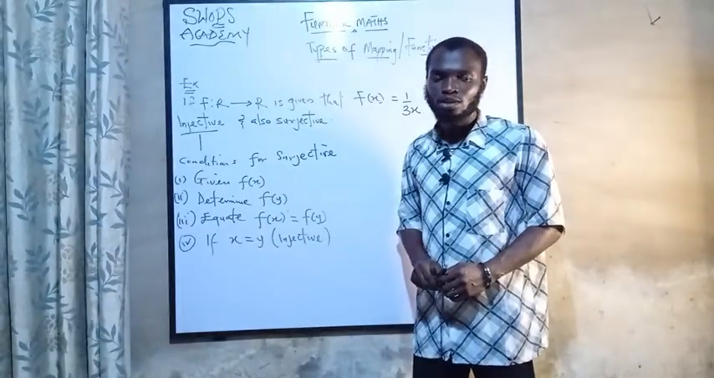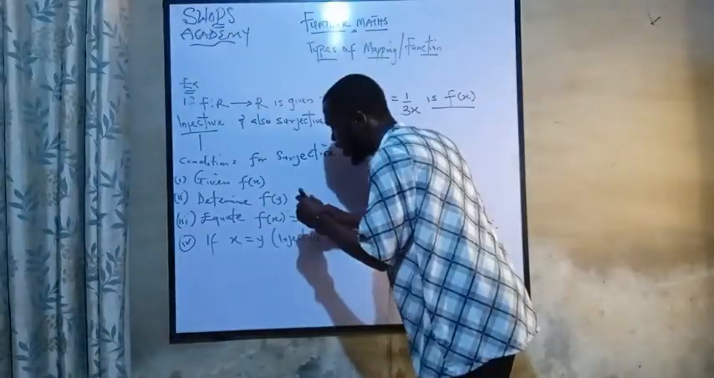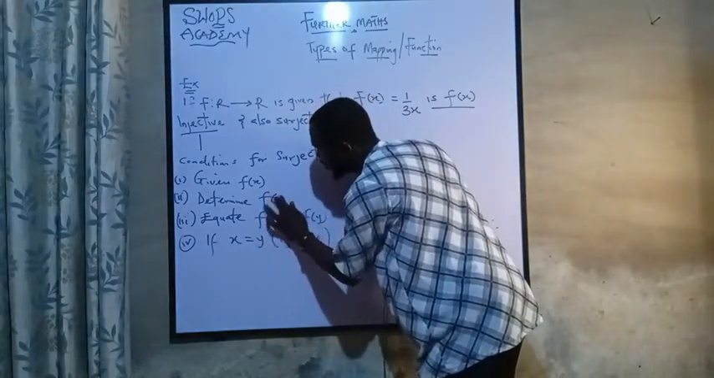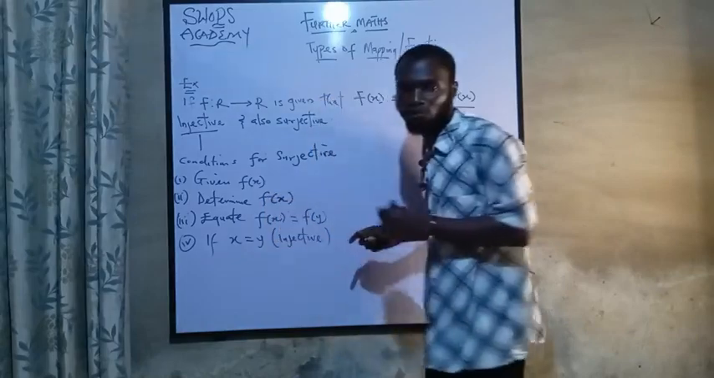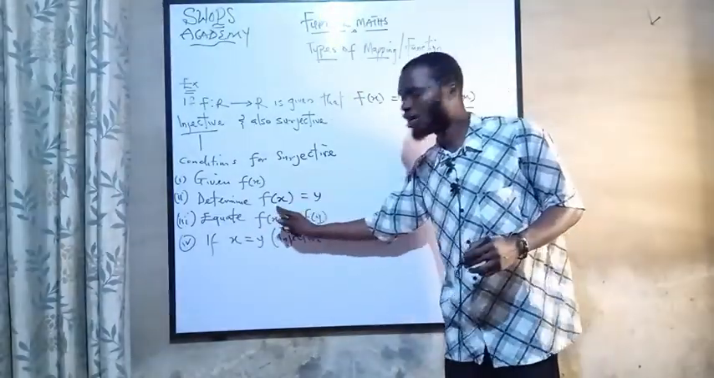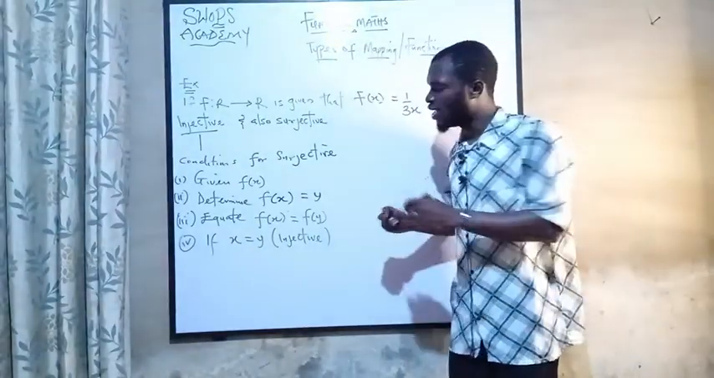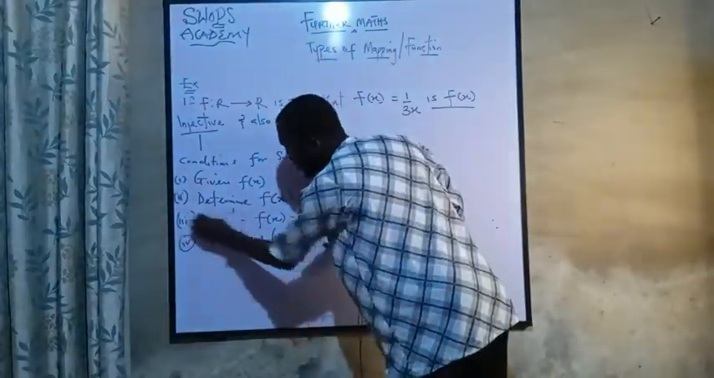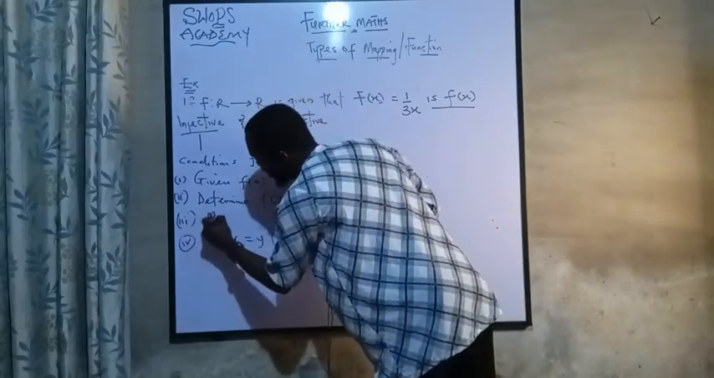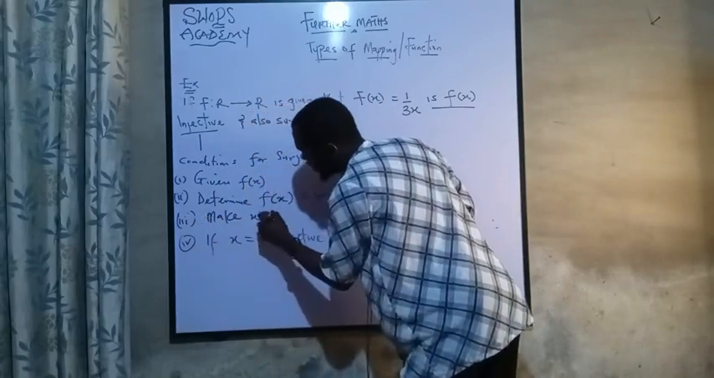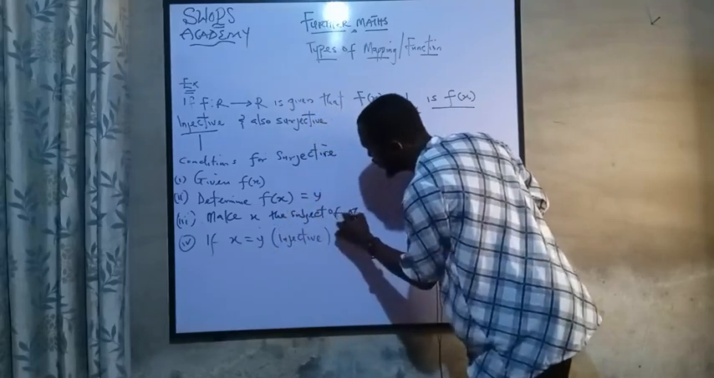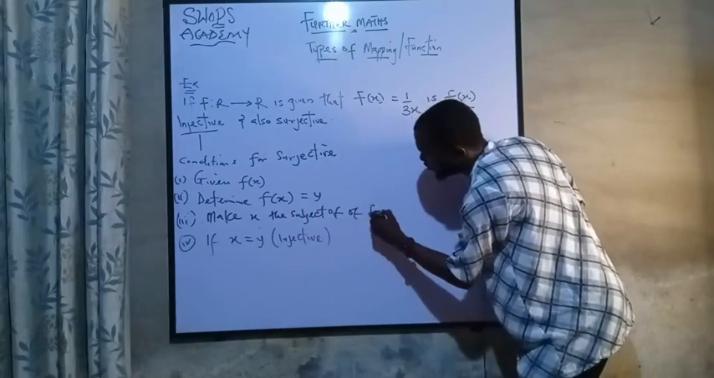For condition 2 for surjective, hope you are with me. You must change your f of x. Its own condition is different from that of the injective. f of x, you must change it to what? y. Wherever I see f of x, I'll be changing it to y. Then condition 3, are we together? You must make x the subject of the formula.